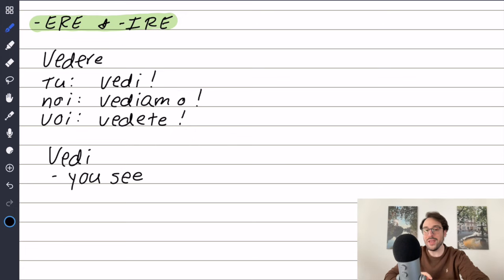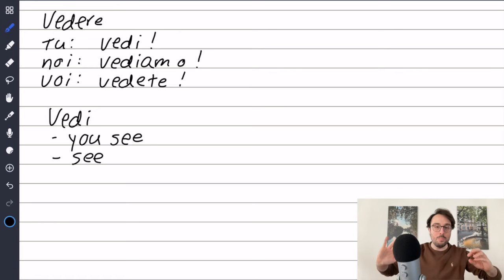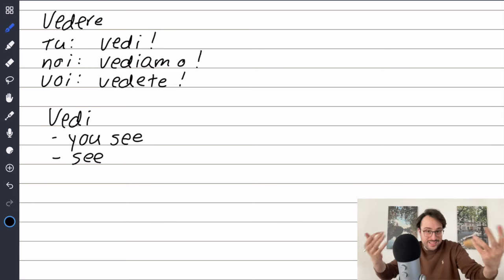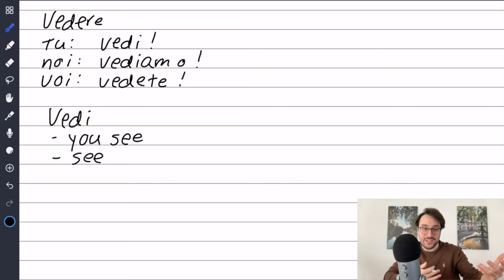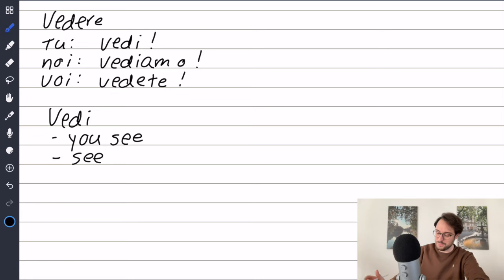But there's another way of looking at this. When you just say vedi, you could also think of this as meaning simply see. But because it's in the tu form, it's referring to tu. Therefore, that's the person carrying out the action. But I want to encourage you to also look at vedi just as meaning see. But it is you are seeing. Hope that makes sense. If it doesn't, don't worry about it. If it does, cool. You've just unlocked something pretty cool.